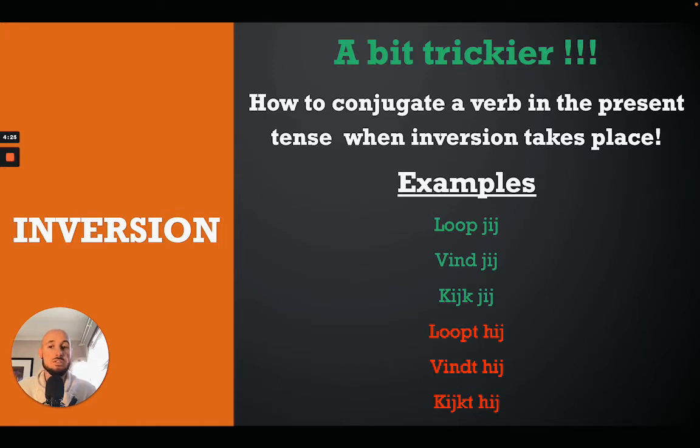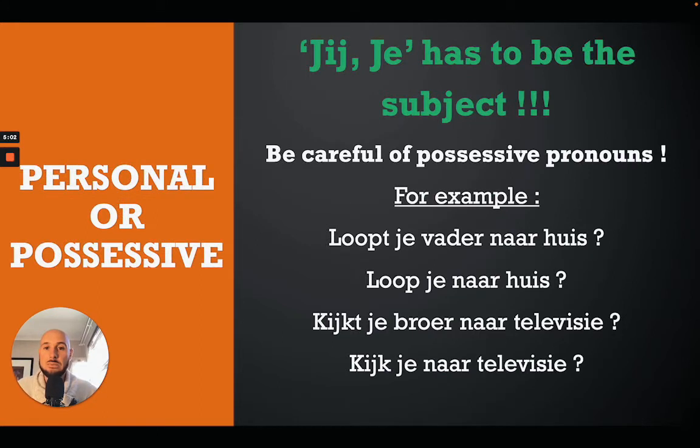Alright, so far so good. We've conjugated the verbs, the normal ones, then we've conjugated the verbs with a base ending in D, and now we have also taken a look at the inversion. Okay, we shall continue a little bit with inversion, and it's very important when using inversion that you know what jij or je is. Is it a personal pronoun? Is it our subject? Or is it a possessive pronoun? Is it a pronoun which shows possession?